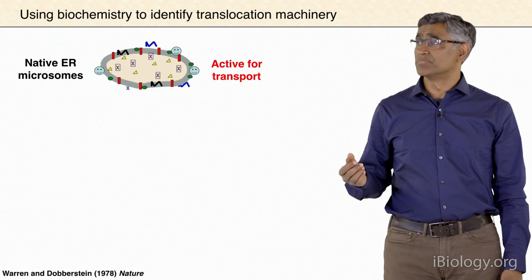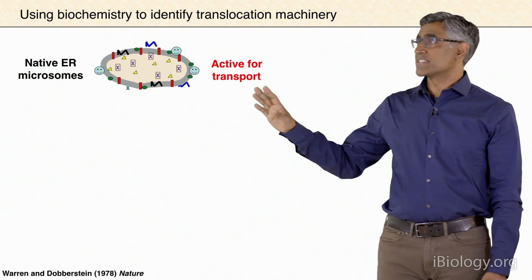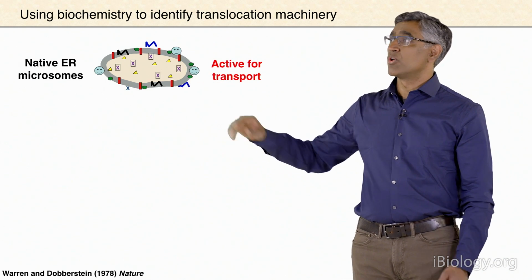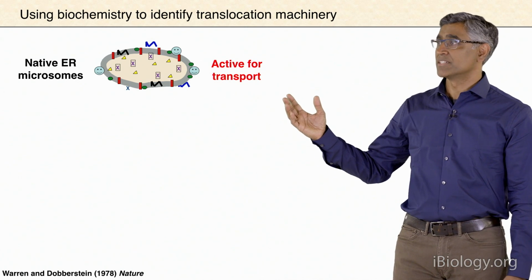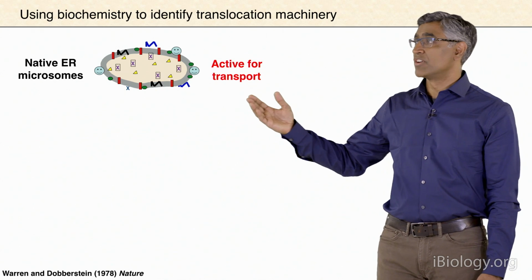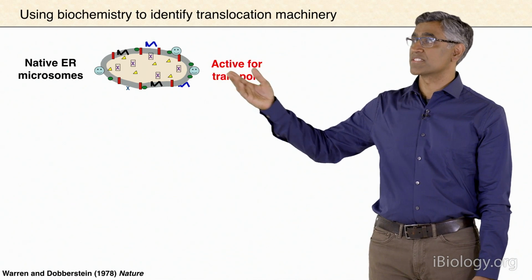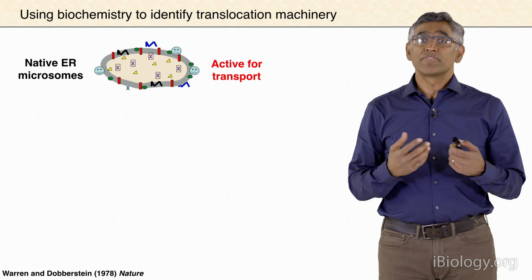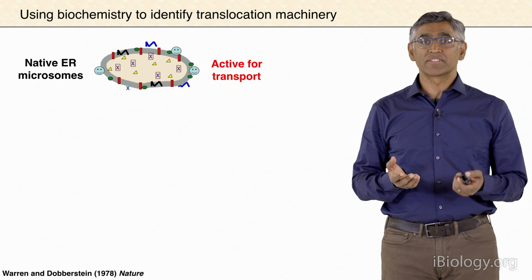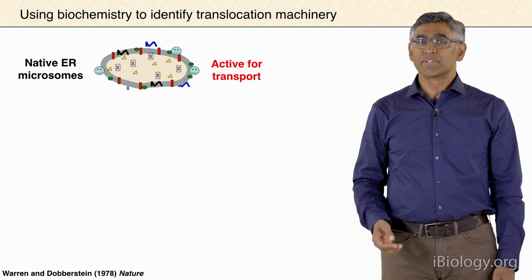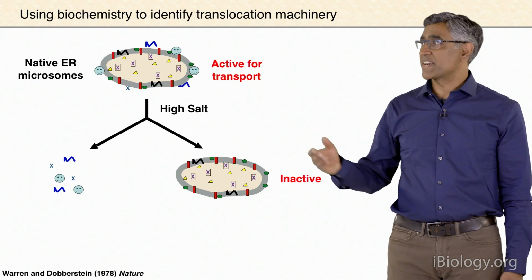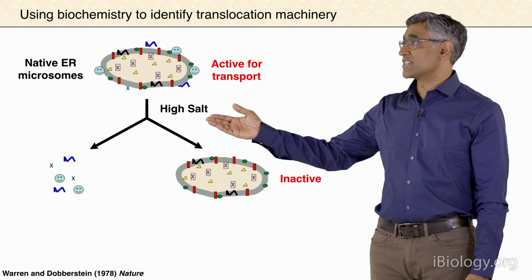So here's an example. So let's say you have native ER microsomes. And so this is something that has all the different proteins that are in the ER, and at least some of those are involved in the process of getting a protein across the membrane into the lumen of that compartment. Now, if you want to try to find some of those components, one thing that you can try to do is to somehow separate the components. And so one strategy, for example, is to use high salt.